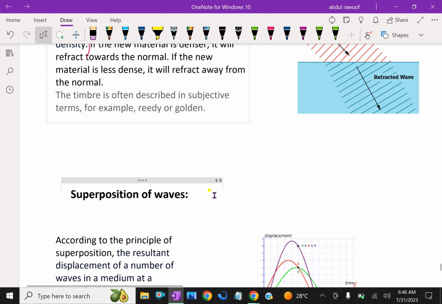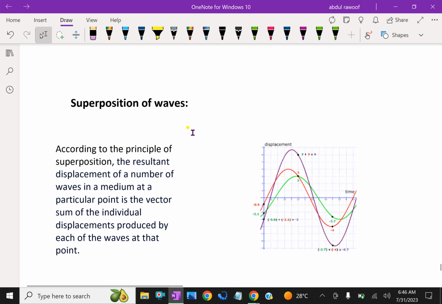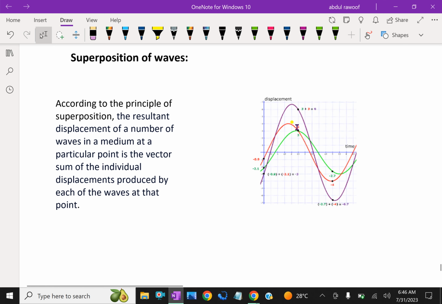Now we'll discuss superposition of waves. Look at this figure, three sinusoidal waves; two or more waves meet at one point. Here, this point and this point is a superposition. According to the principle of superposition, the resultant displacement of a number of waves in a medium at a particular point is the vector sum of the individual displacements produced by each of the waves at that point. At the point here, this displacement is the vector sum of each wave.